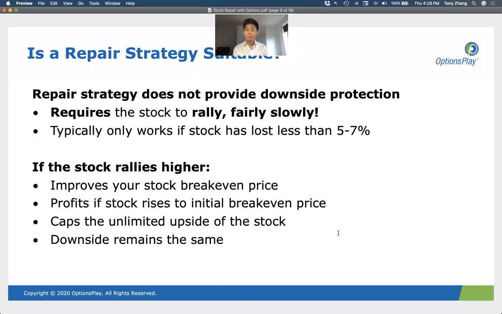Okay, so like I said, it's a strategy that can improve your break-even price in exchange for limiting some upside, but it doesn't provide your downside protection. But from my perspective, the most limiting part about the strategy is the fact that it only works if you've lost less than 5 to 7%. If you've lost 10, 15, 20%, 50%, there's no repair strategy that's going to work in your favor.